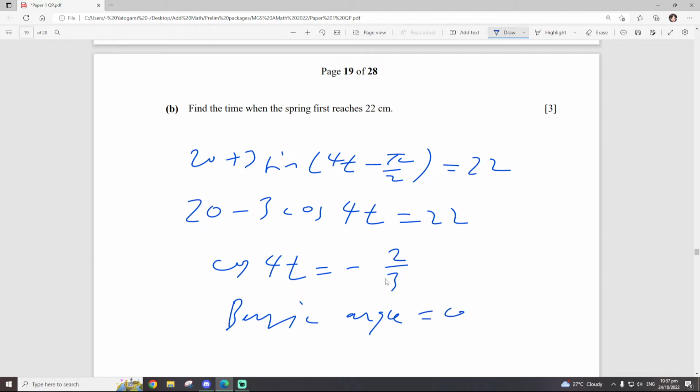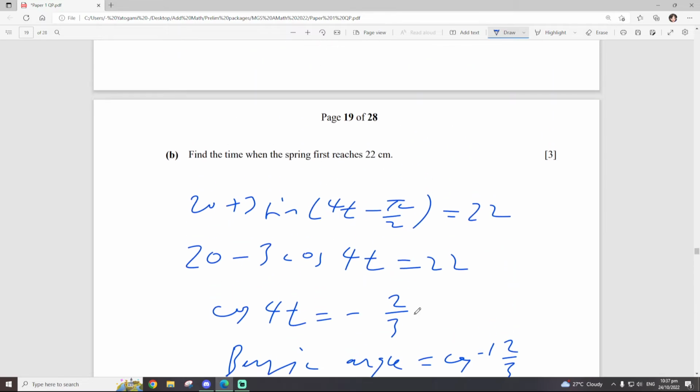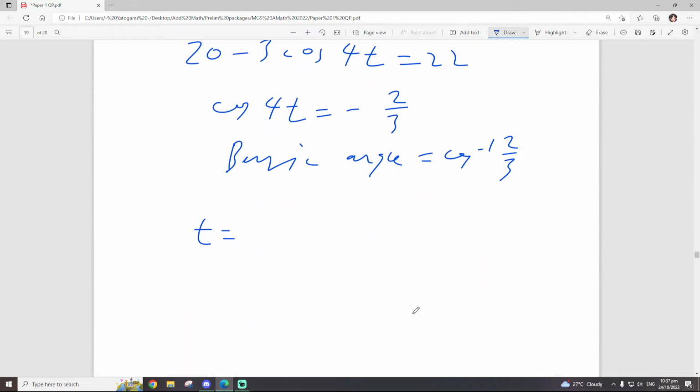is cosine inverse of 2 over 3, of course. So this is 4t, but this is negative, so I want the second quadrant because that will be the first one. So therefore, t will be pi minus cosine inverse 2 over 3 divided by 4. And of course, you can evaluate this.